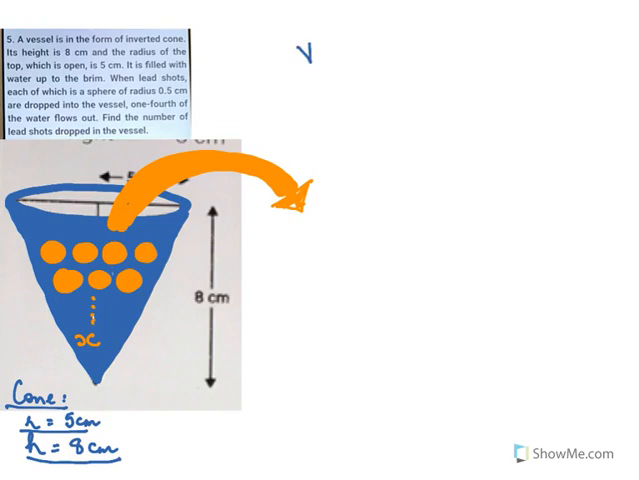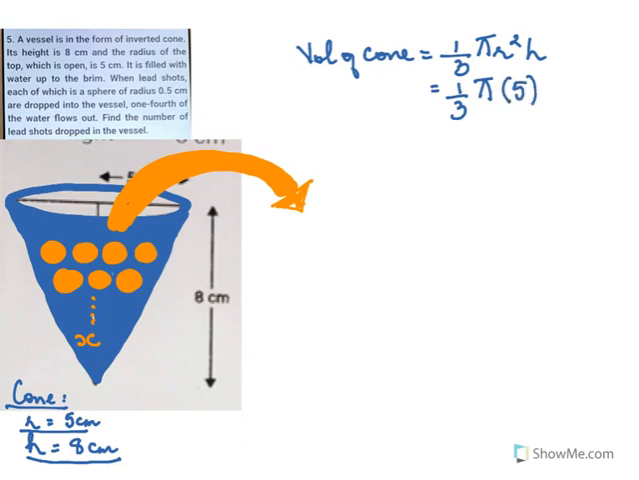So we have volume of cone, or volume of the total water, is 1/3 pi r square h, and that is 1/3 pi. Your r here of the cone is 5 square and the h is 8. So this is volume of cone.